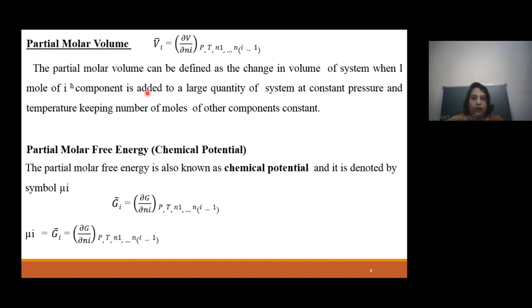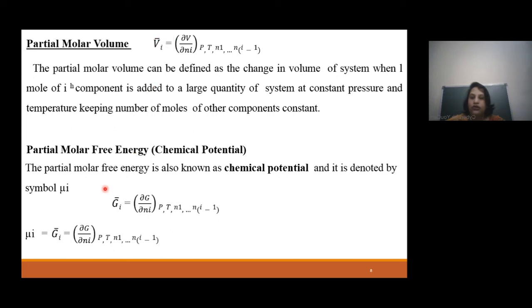Suppose we want to define partial molar volume, then we simply change X to V. It means the change in volume with change in some particular component is nothing but the partial molar volume. Surely it will be at constant pressure, temperature and all other moles. That will be the partial molar volume denoted by Vi bar if it is for the ith component. The bar indicates partial molar volume.